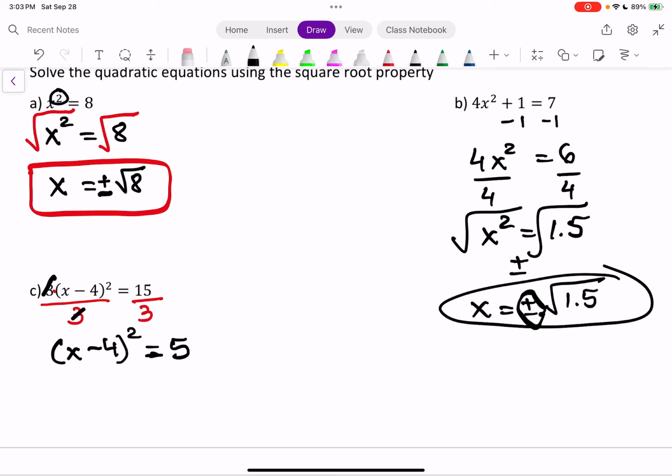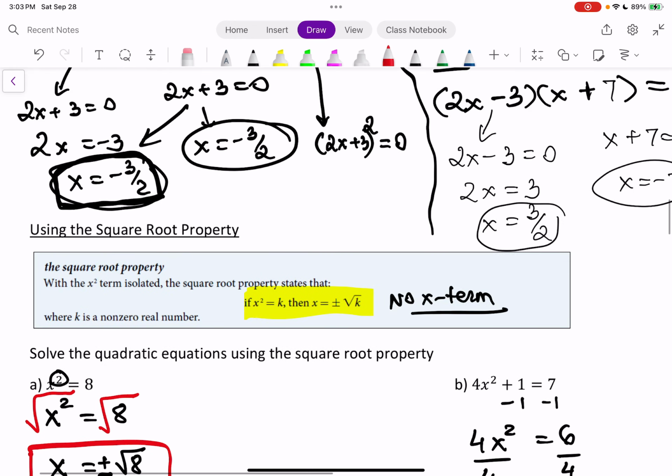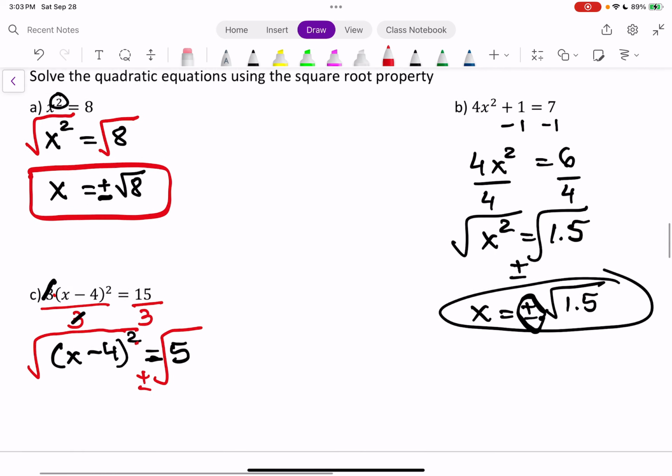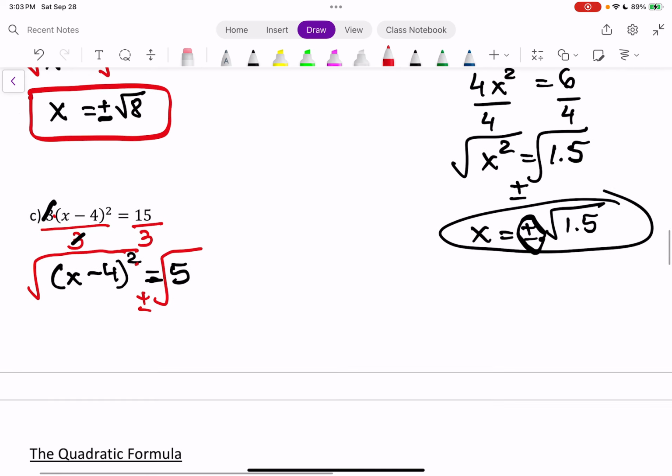Now, get rid of the square. To get rid of a square, we square root both sides. And at this point, the square root property says, yes, you can square root both sides, but don't forget to put the plus and the minus on the other side of X. So the square root makes the square go away. And I'm just leaving the answer as a plus minus square root of 5.